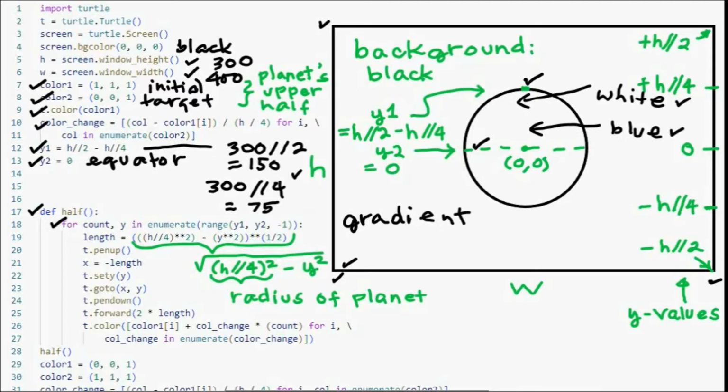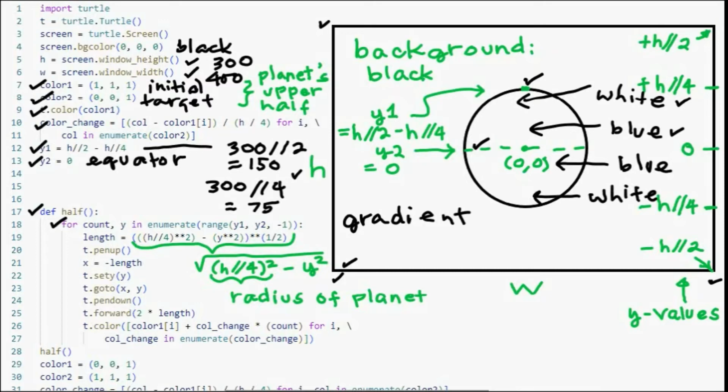And then, when we go to the second half of the planet, this is still blue. And then the blue is slowly giving way to the white, the lower polar cap.